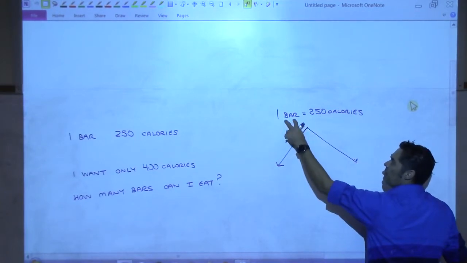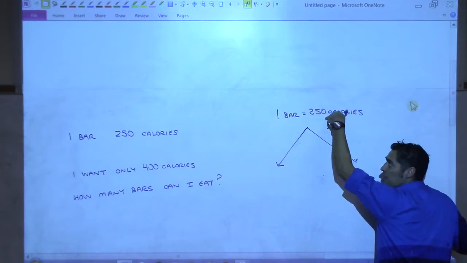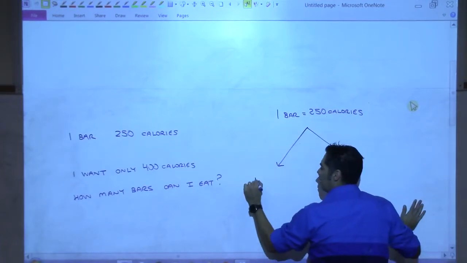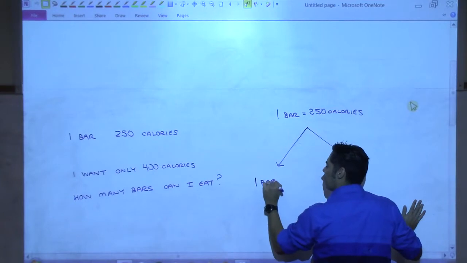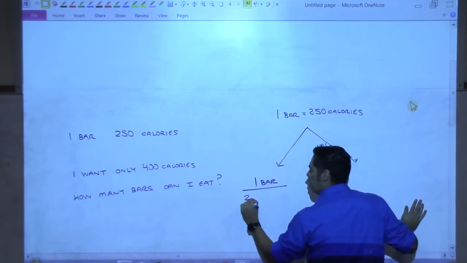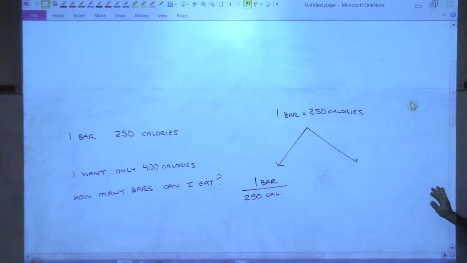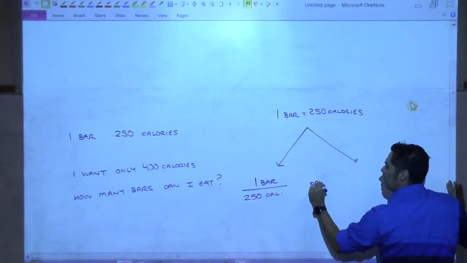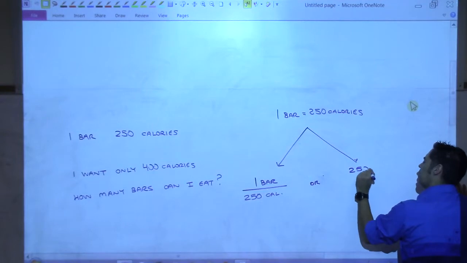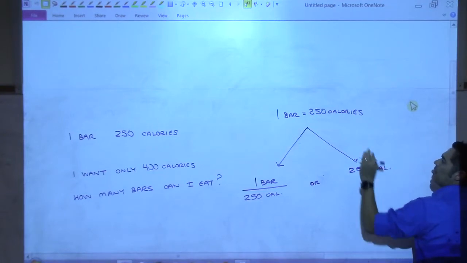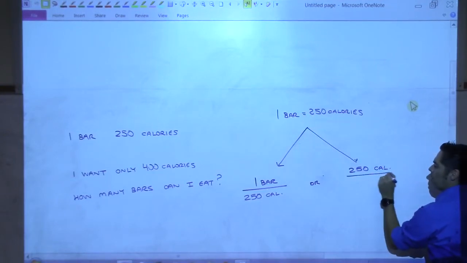I could leave this here. I could take all of this and divide it through, which means I would have 1 bar over 250. I'm going to put cal for calories. Is that all right? Or if I did it the other way, I could have left the 250 over here and divided through by 1 bar.